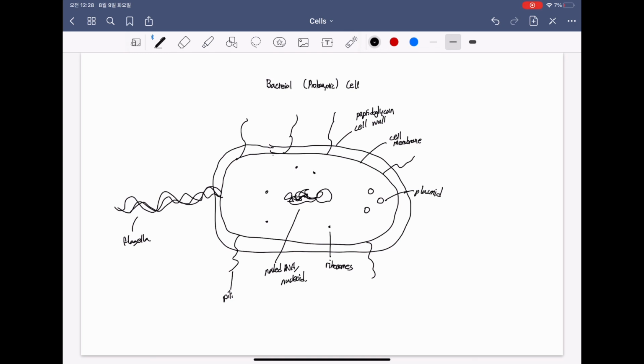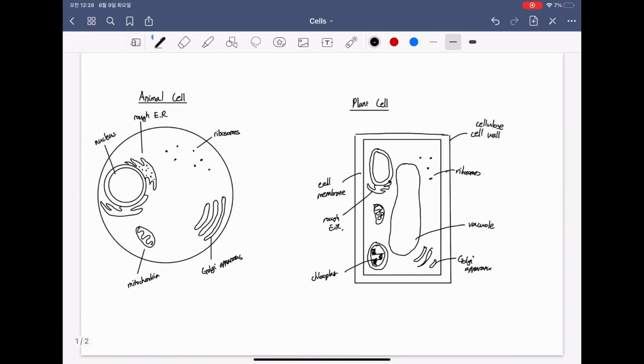And on a concluding note, if you were to distinguish between all three cells, prokaryotic cells don't have mitochondria, rough ER, Golgi body, or a nucleus. And to distinguish between an animal cell and a plant cell, a plant cell has a large vacuole, chloroplast, and cell wall, which animal cells do not have. So that's it for how to draw cells in IGCSE.